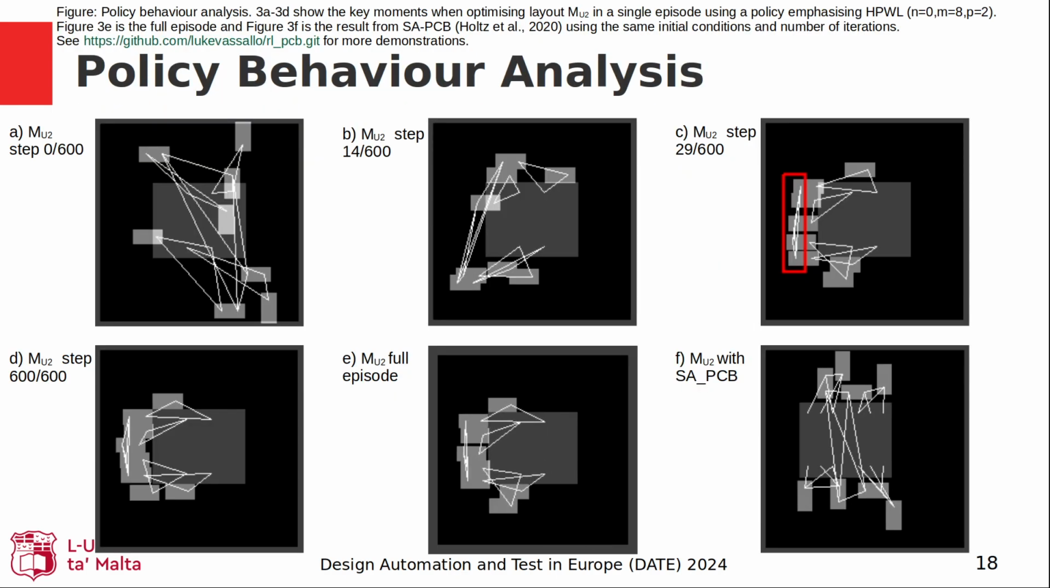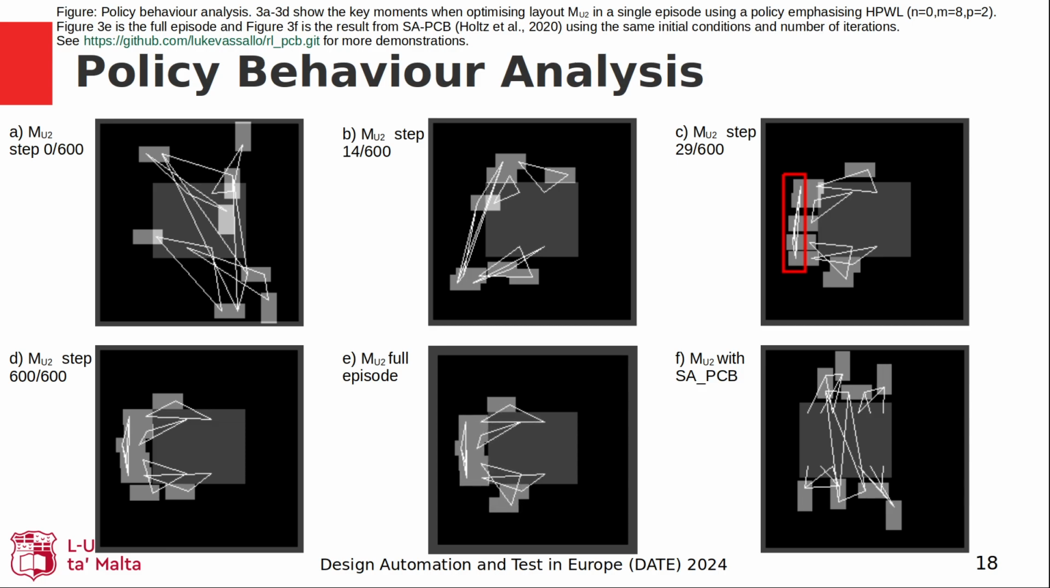Finally, it is interesting to show some key optimization steps that demonstrate the learned placement behaviors. In this example, we show that the components self-organize around the anchor IC in a matter of 30 steps, as they move from a random placement in figure A to something that resembles the final layout in figure C.